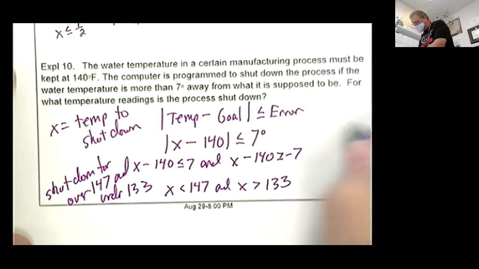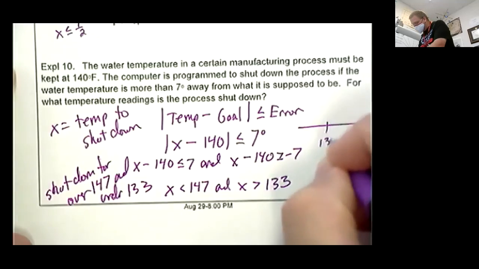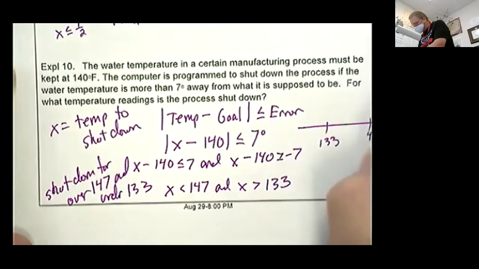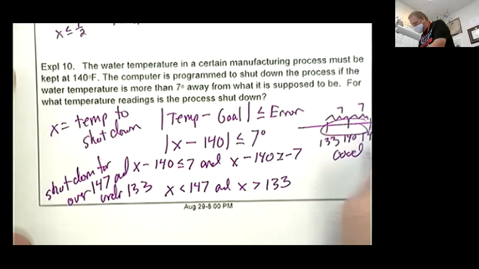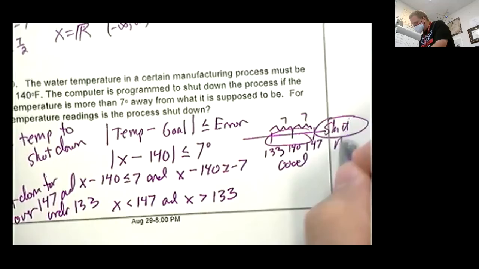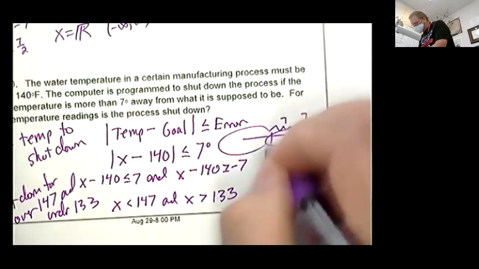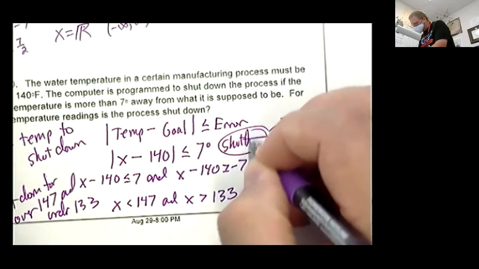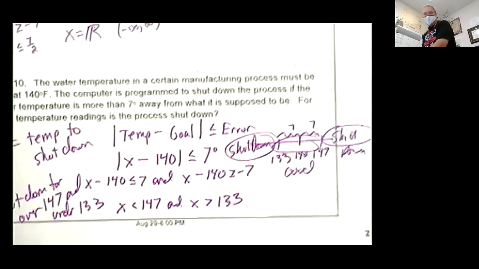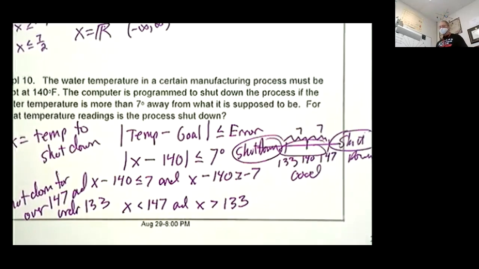All right, if we think about this as a graph, here's 133, here's 147. Here was our target of 140. The absolute value is the 7, that's our distance. So this is good. Anything else is shut down. So to the right is shut down, to the left was shut down. So there's one application of the absolute value inequalities.